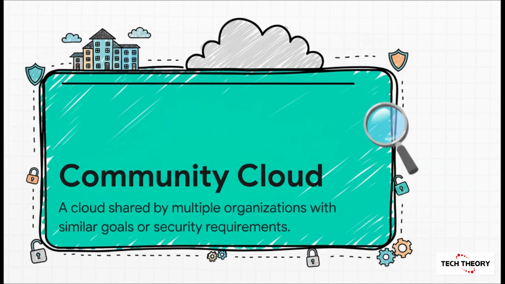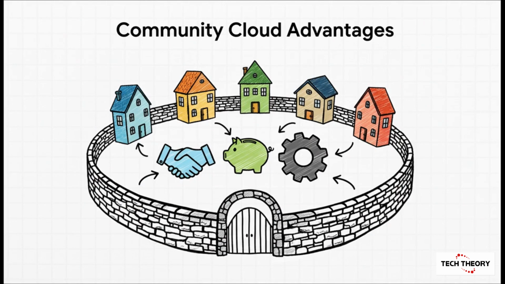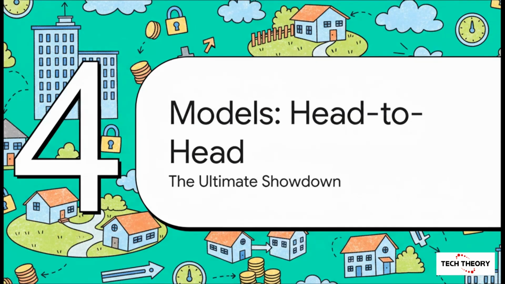For this one, I want you to picture a private, gated community. The infrastructure, the roads, the pool is shared, but it's only shared among a select group of organizations that all have similar goals. Think of a bunch of universities collaborating on research, or a network of hospitals that need to share regulated medical data securely. The big win here is secure collaboration while splitting the bill. Everybody in the community chips in, so it's way cheaper than building your own private cloud from scratch. And because you all have the same goals, you can customize the whole setup for your specific needs, all inside a secure, trusted environment.